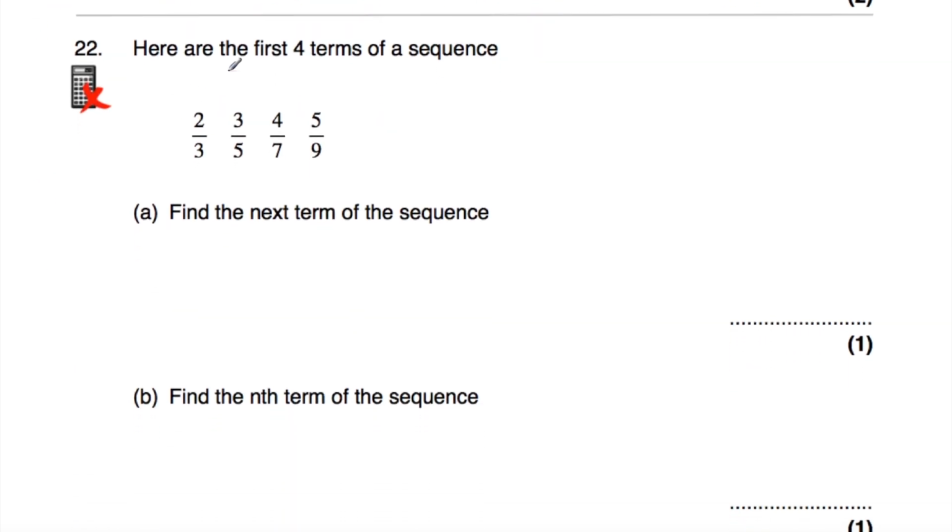Question number 22, it's another fractional sequence where we've got 2/3, 3/5, 4/7, and 5/9. And in part A, we've been asked to find the next term in the number sequence. So the numerators go 2, 3, 4, 5. So the next one's going to be 6. And then the denominators go 3, 5, 7, 9. They go up by 2 each time. So adding 2 would be 11. So it'll be 6/11.